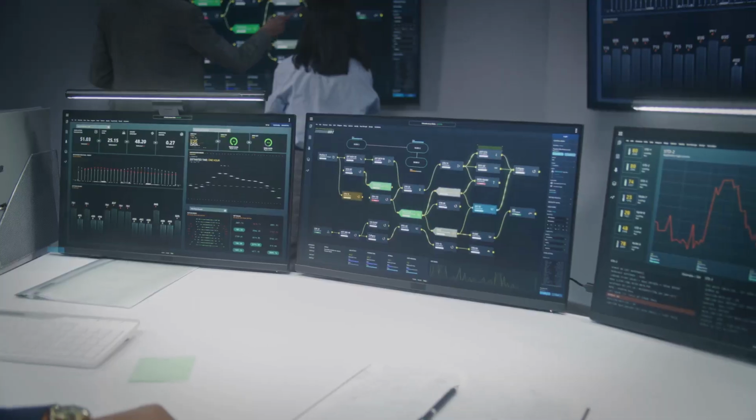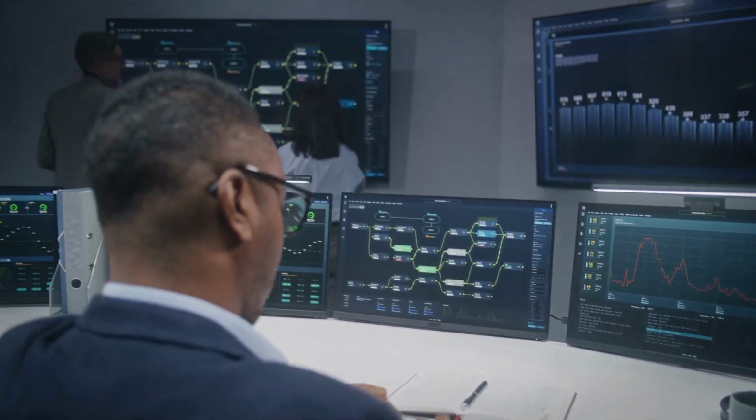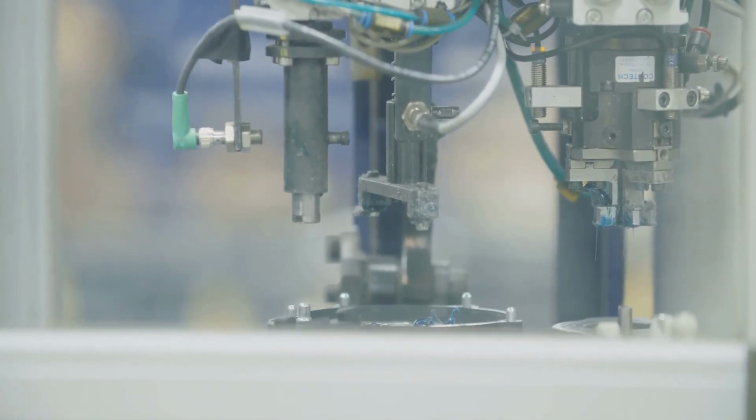To summarize, statistical process control is an essential tool in total quality management. By using data to monitor and control your processes, you can ensure consistency, reduce waste, and deliver exceptional quality.